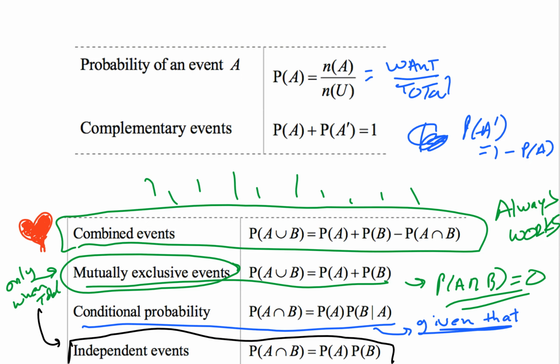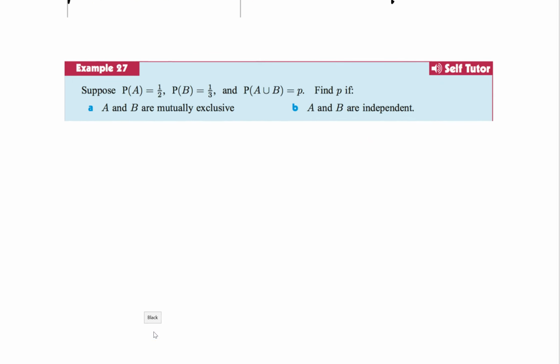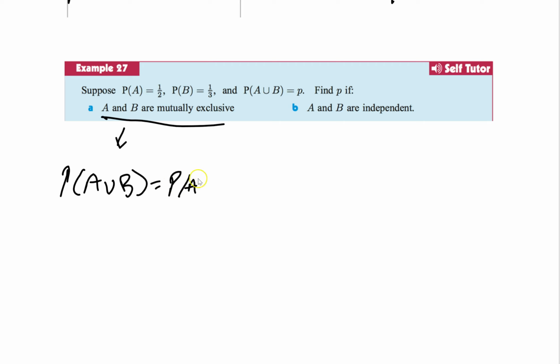Now let's do an example. So right here. Suppose probability of A equals 1/2, probability of B equals 1/3, and the union equals P. Find the union, find P, if they are mutually exclusive. So again, notice how they tell you right here? Oh, they're mutually exclusive. So you use the formula. Probability A union B equals probability of A plus probability of B. It's our normal formula with this thing being 0. And you just kind of plug stuff in.